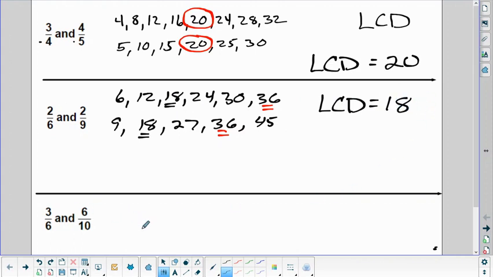All right, we got this last one here. And I'm only going to do my list for 10 because I have my list for 6 right up here. So I'm just going to go 10, 20, and 30. And I'm going to stop right there because 30 is here and here. So that is the lowest common denominator for our last problem.